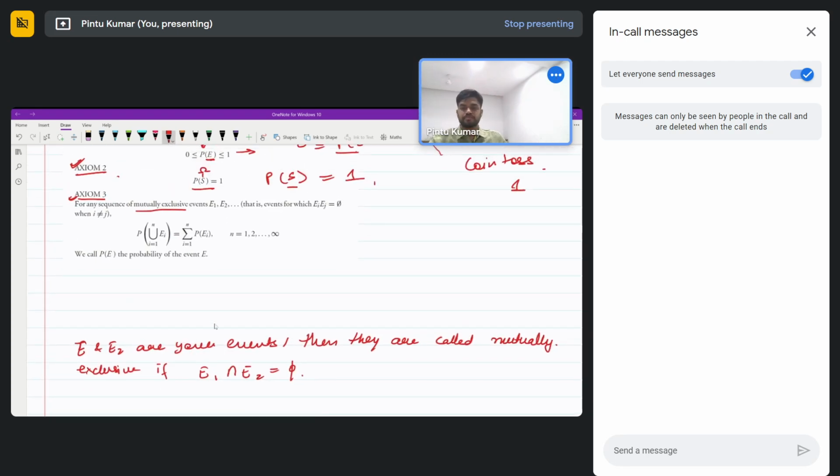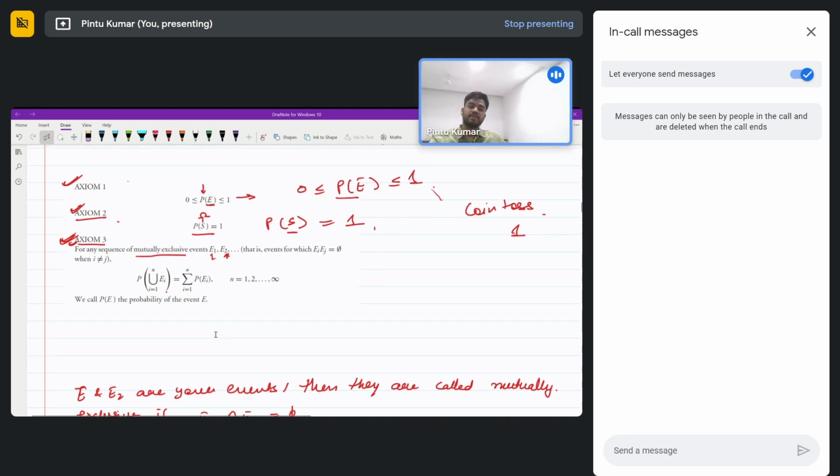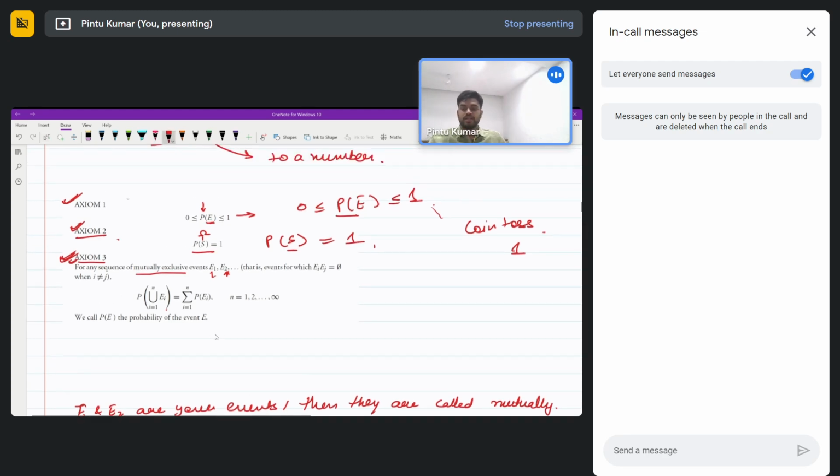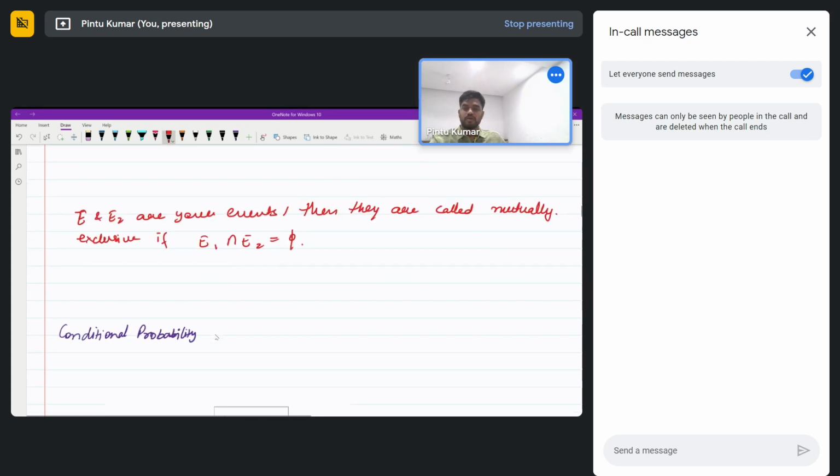So if you have some finite number, even a countable number, of mutually exclusive events, then the probability of their union is nothing but the sum of their probabilities. So this is the third property that this probability function should satisfy, okay. So if any function is satisfying these three axioms, then that is known as a probability function. Okay.